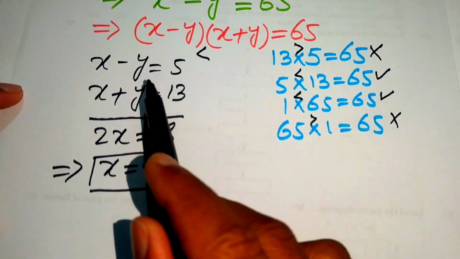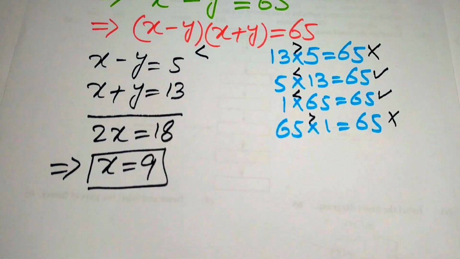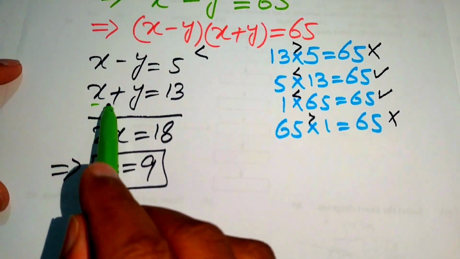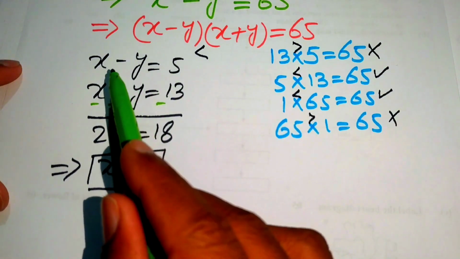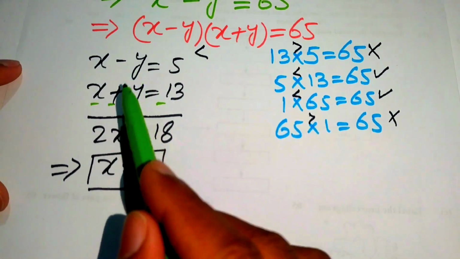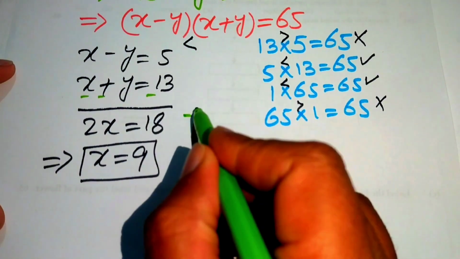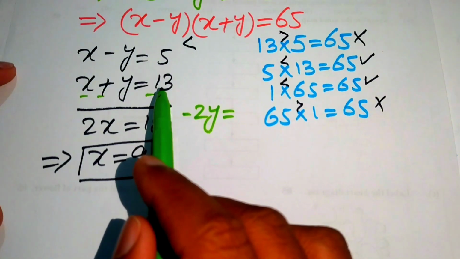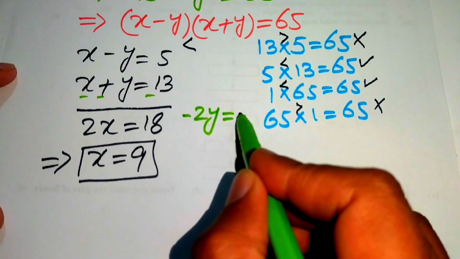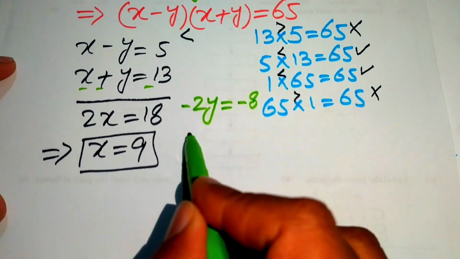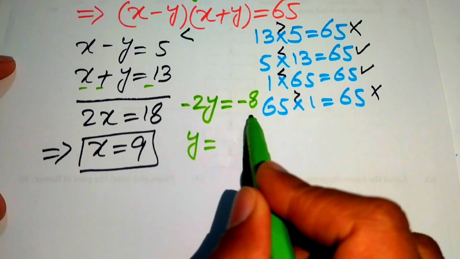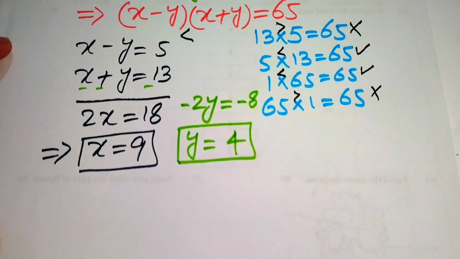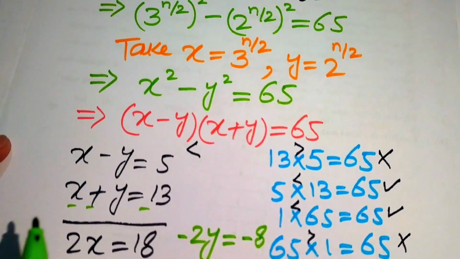And now if we subtract these two equations, we change its signs and x is cancelled, and we get minus y minus y equals minus 2y, and 5 minus 13 equals minus 8. So here we get the value of y: 2 fours are 8, and we have y equals 4. So here we get the values of x and y.